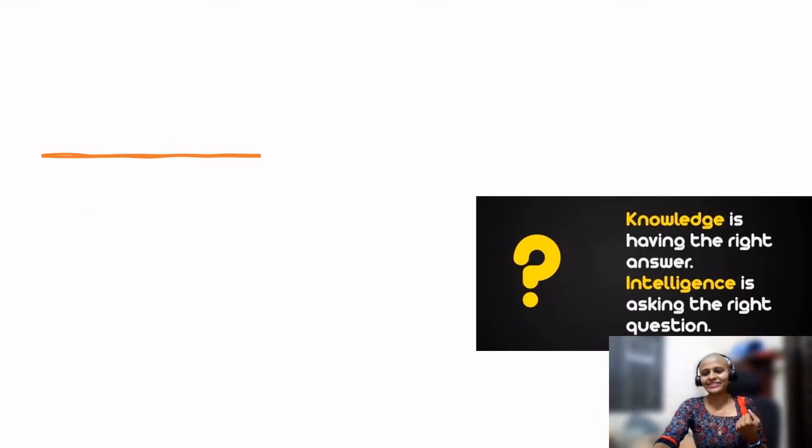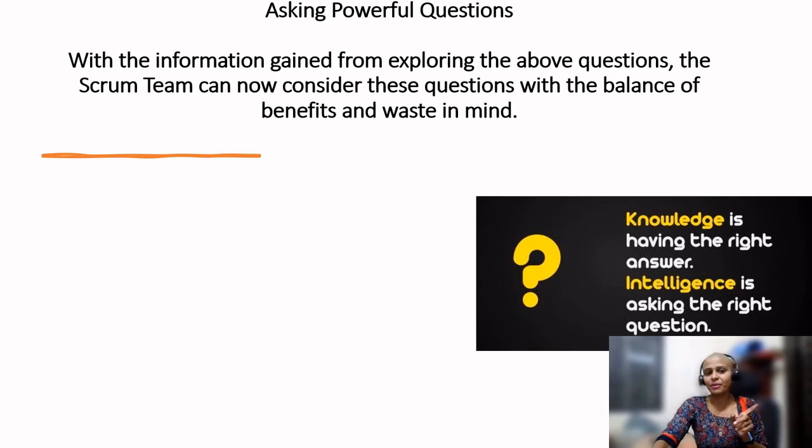Knowledge is having the right answer, intelligence is asking the right questions. So, determine whether you are an intelligent person or a knowledgeable person, but both are essential. Asking powerful questions is one of the arts we as a Scrum Master have to have. Okay, with the information gained from exploring the above questions, the Scrum team can now consider these questions with a balance of benefits and waste in mind.